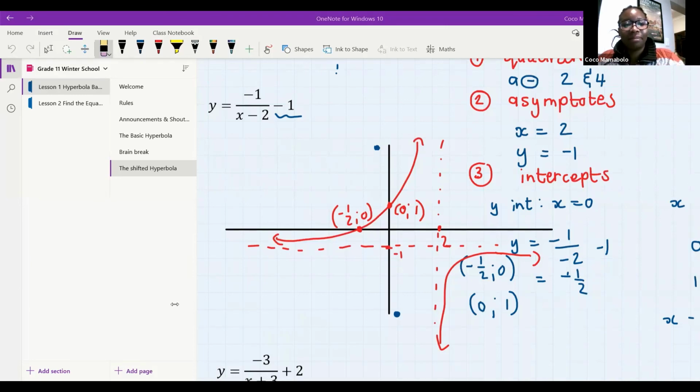Hi, Siyabonga. Isn't it that if you want the y-intercept, you let x be equal to 0? Yes, I got that. But then in the graph, I don't know how to explain this. I think you switch.